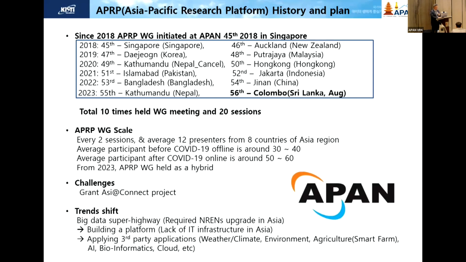Yes. When we start, it is the big data superhighway that requires the NREN upgrade in Asia, and then we shifted to the building of the platform. The reason is the lack of IT infrastructure in Asia regions, and also the distributed and shared HPC-like environment needs. There are currently third-party applications such as weather, climate, environment, agriculture, smart farm, AI, bioinformatics, cloud, and so on.